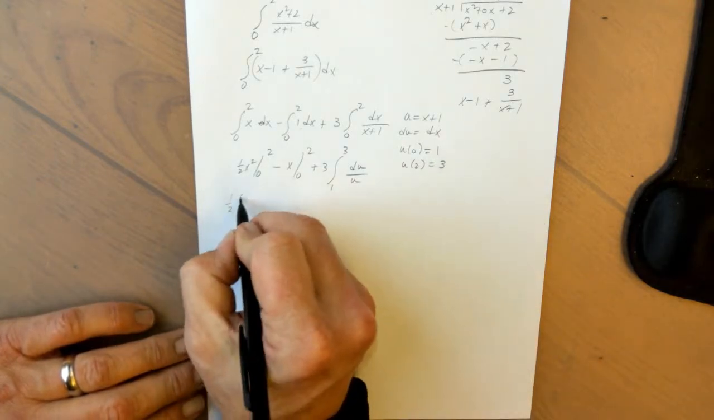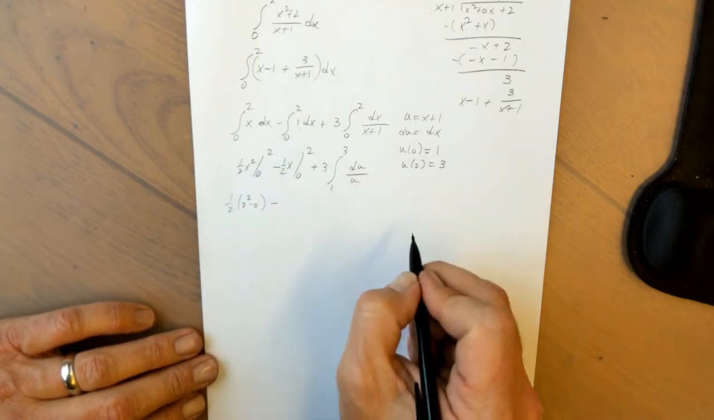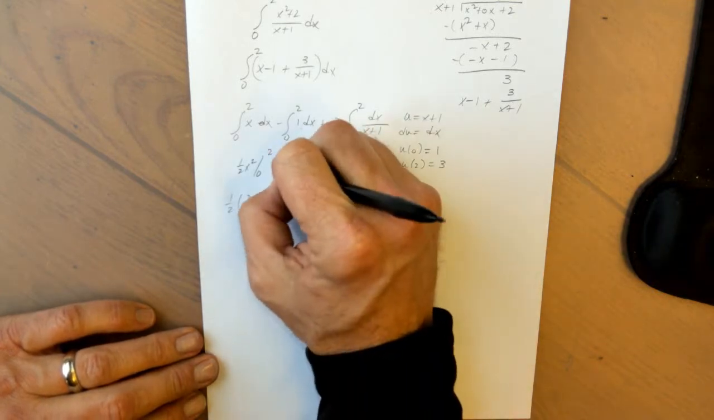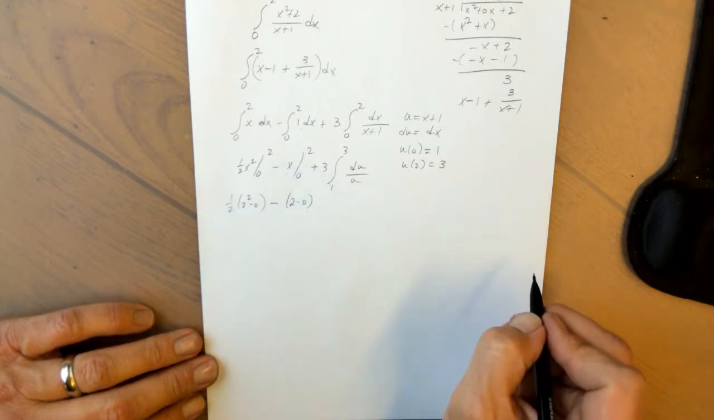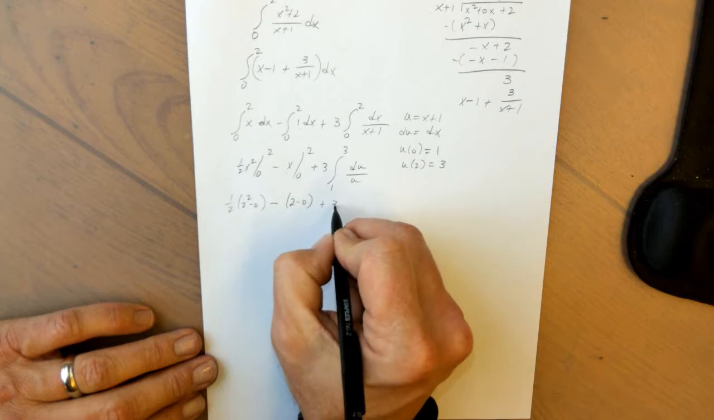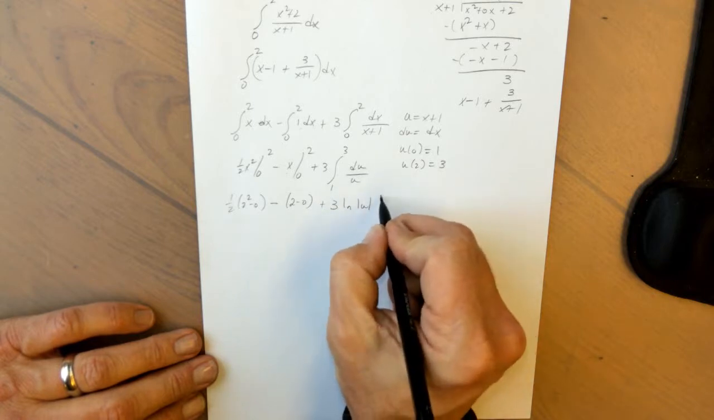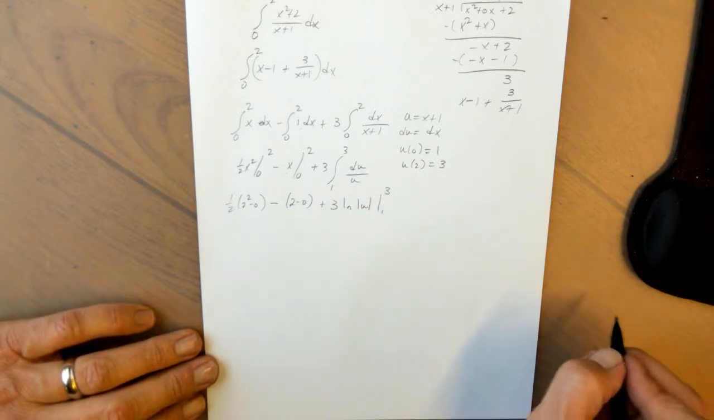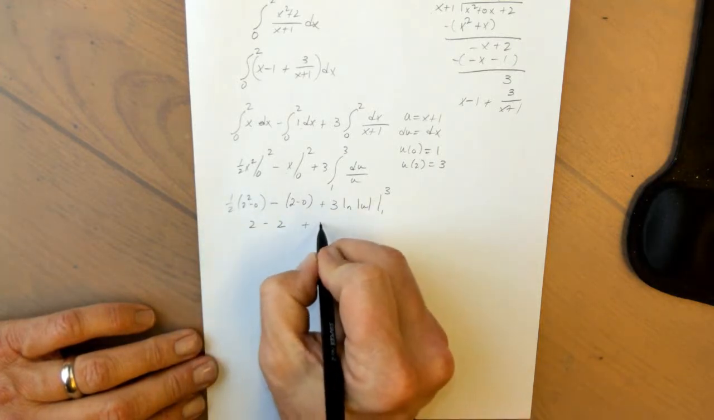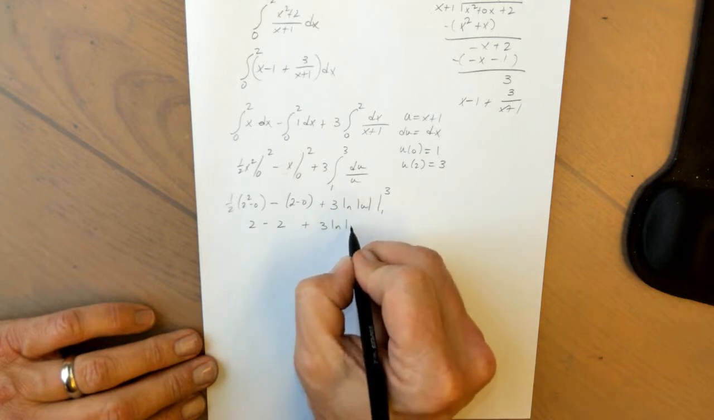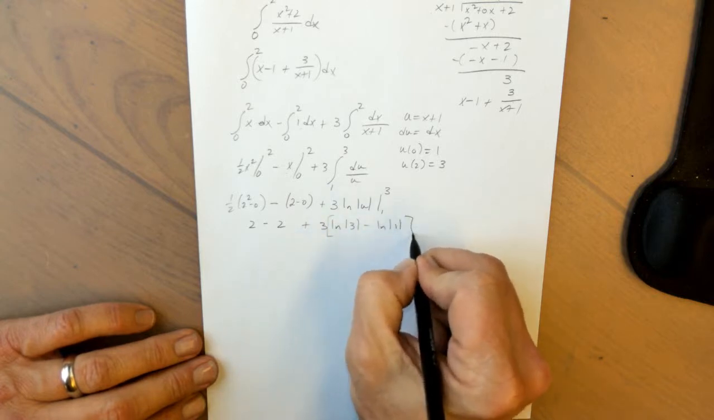So we end up with 1/2 times 2 squared minus 0, minus, sorry, don't need that there, my apologies. Minus, here we end up with 2 minus 0. Plus 3, here the antiderivative of du over u, natural log of the absolute value of u, from 1 to 3. So 2 squared is 4, 1/2 of 4 is 2, minus 2, plus 3 times the natural log of the absolute value of 3, minus the natural log of the absolute value of 1.